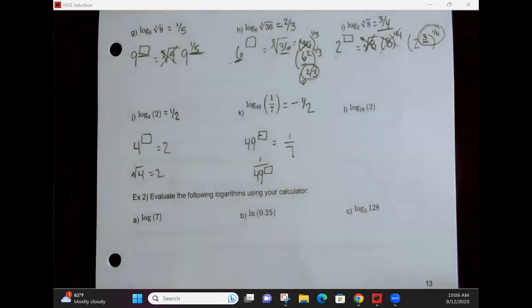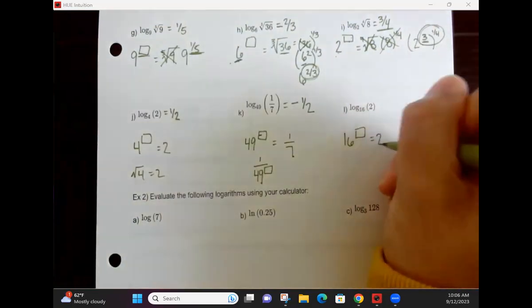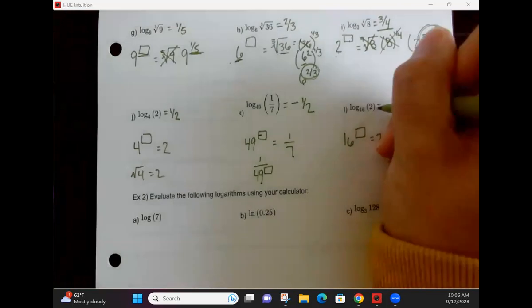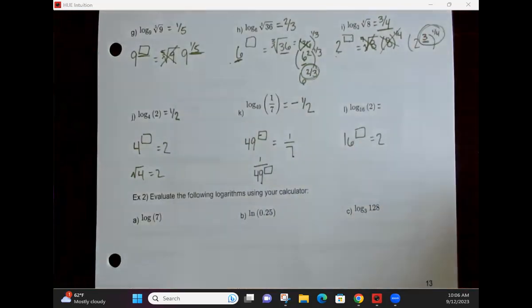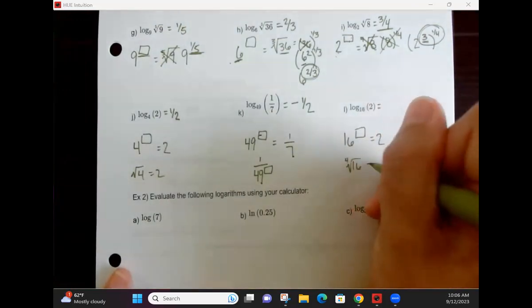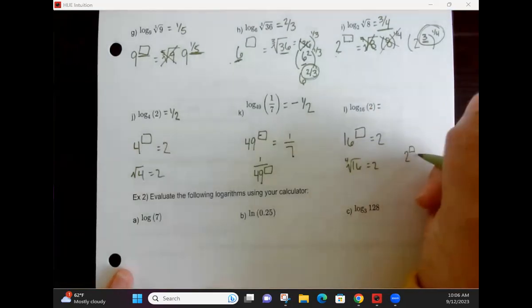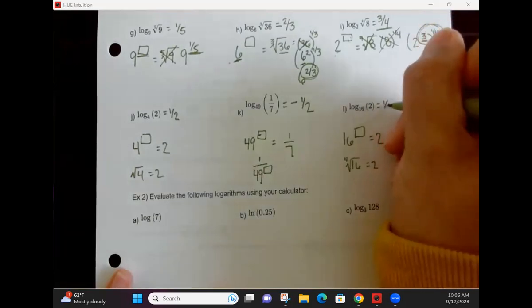And then our last one here, log base 16 of 2. So 16 to what power gives us 2? What did we say? 1/4, right? The 4th root of 16 gives us 2. Another way you could think about this: 2 to what power would give us 16? 2 to the 4th power. So this has to be a 1/4 to go the other way.